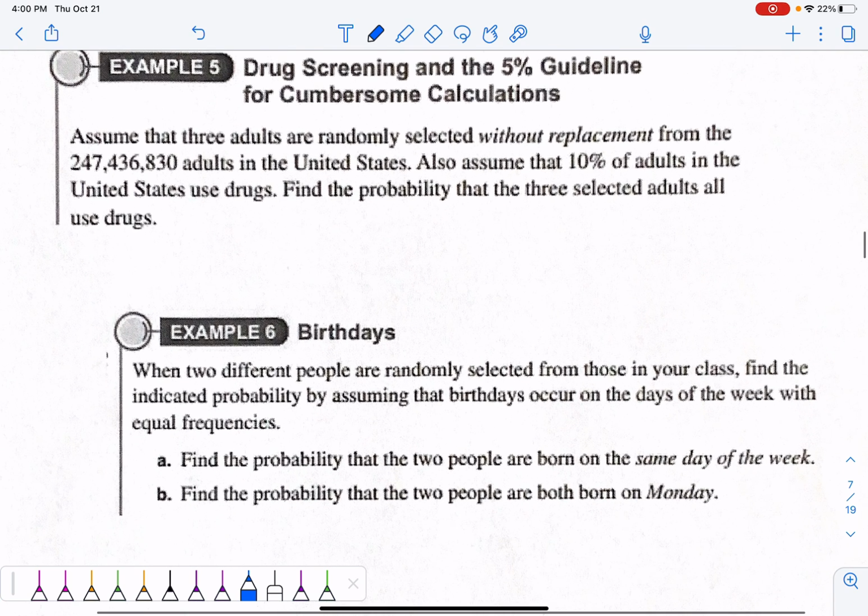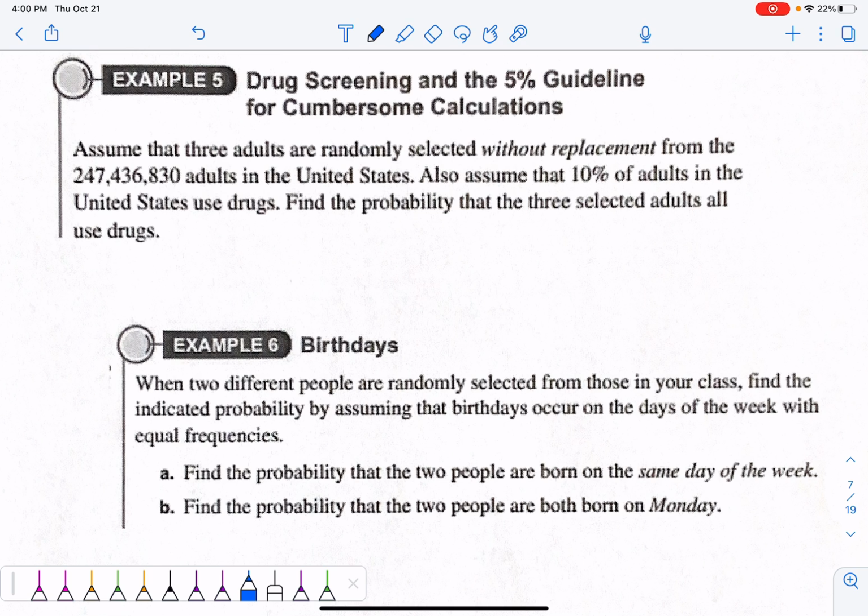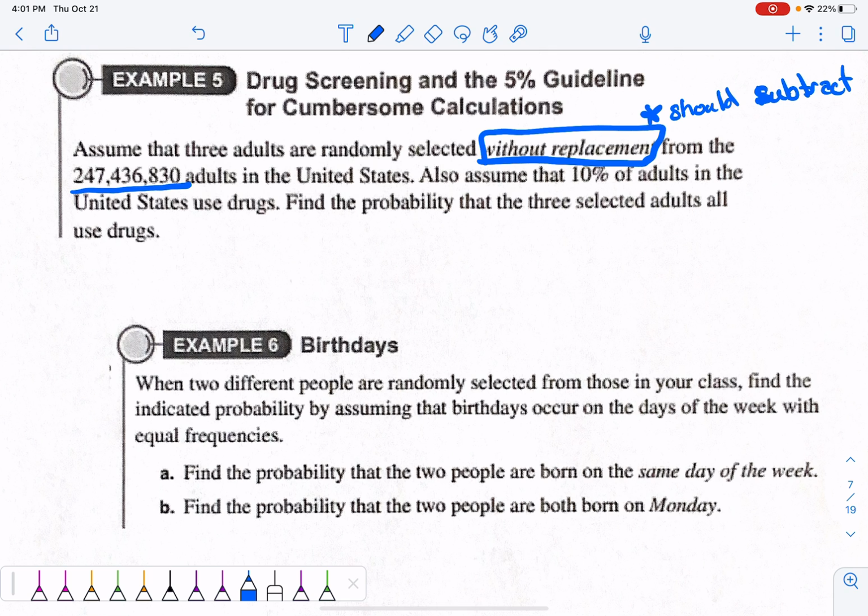Okay, example 5, drug screening and the 5% guideline for cumbersome calculations. All right, assume that 3 adults are randomly selected without replacement. This is when we should subtract, okay? Because without replacement, we should subtract from that bottom number. Now, we are surveying 247,436,800, whatever, all of those. That's a ton, 247 million. Also assume that 10% of adults use drugs. So I'm going to say 10% equals users. Okay, find the probability that the 3 selected adults are all drug users.